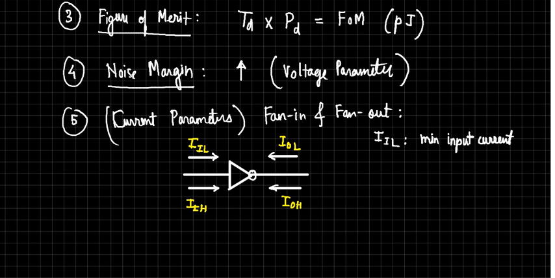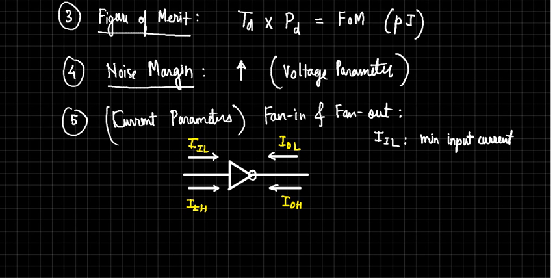Alright, as I said, there are four different currents which are defined for any gate. Say for example, we are using some gate, NAND gate, NOR gate, NOT gate, any gate. There are four different currents which are defined.